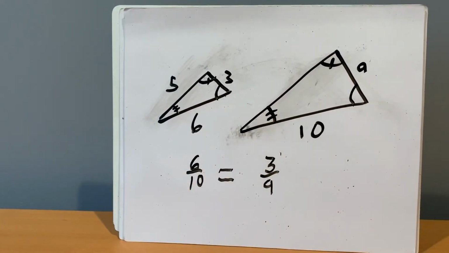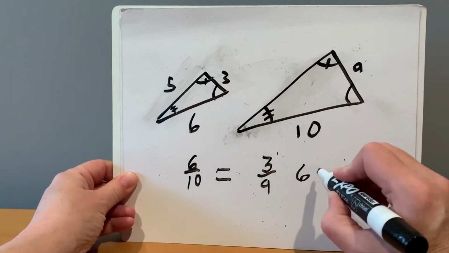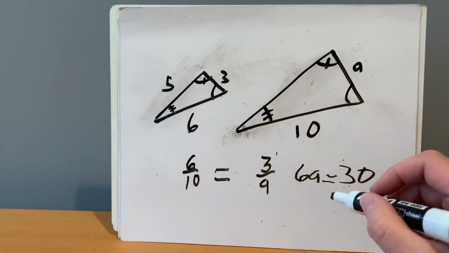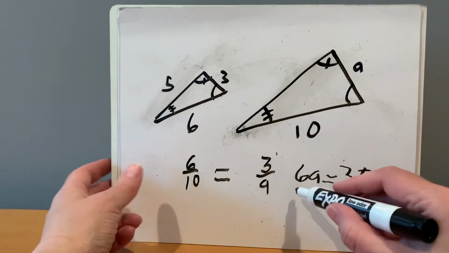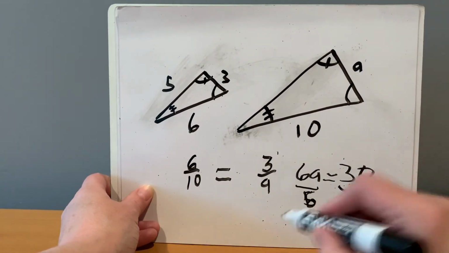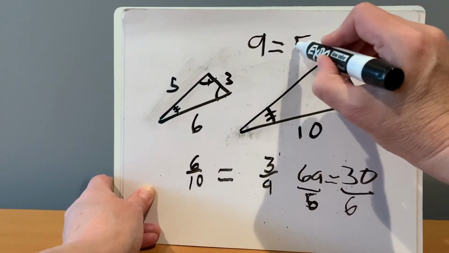Now we can just go ahead and solve. We simply cross multiply and we get 6A equals 30. Divide both sides by 6 and we see that side A equals 5.